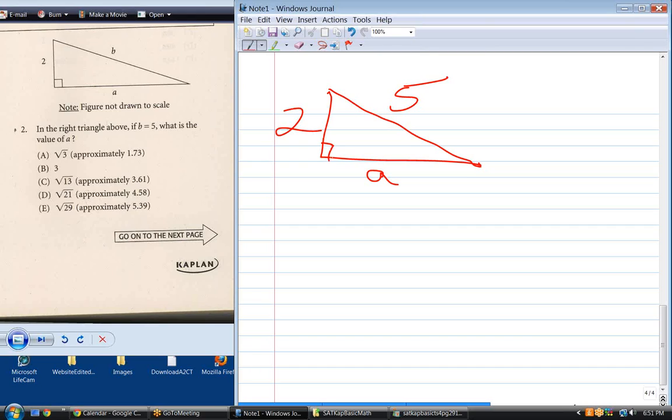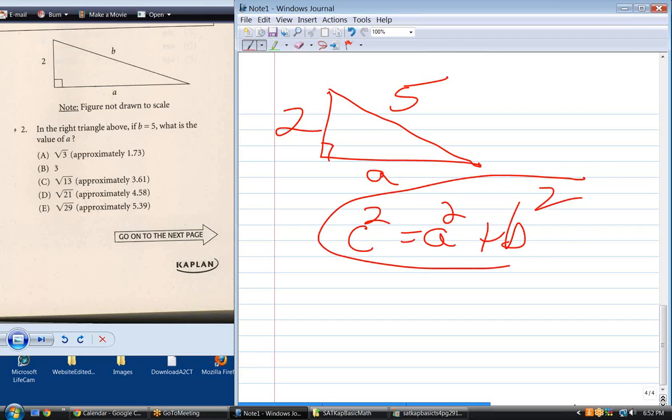Wait, b equals 5. Oh, it's not 3, 4, 5. So you want to be able to solve right triangles quickly. Would it be d? Yes. In other words, by quickly, I mean you don't want to go back to c squared equals a squared plus b squared. That's going back to the Pythagorean theorem, and then you got to work through all of that.